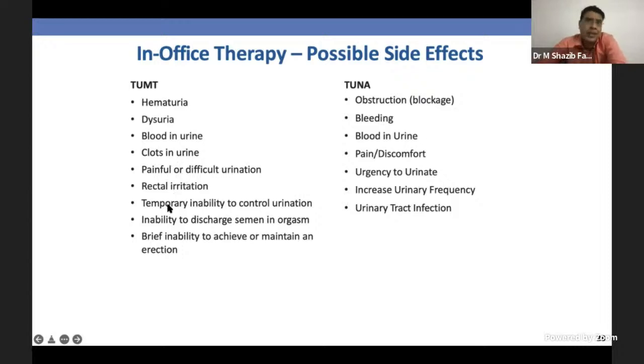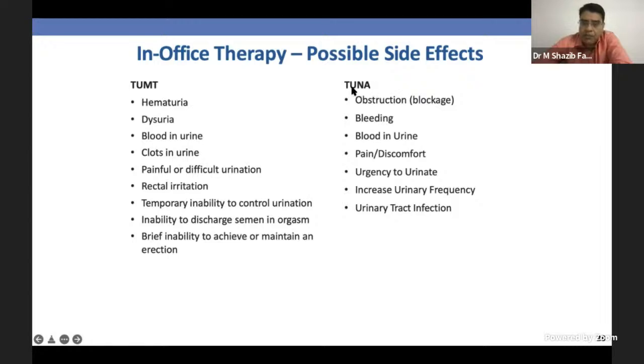There could be some rectal irritation, because just posterior to the urethra, the rectum is there. Sometimes there is temporary inability to control urination, but these symptoms gradually subside. There can be inability to discharge semen in orgasm initially, and inability to achieve or maintain an erection. But all these symptoms subside gradually in a few days.